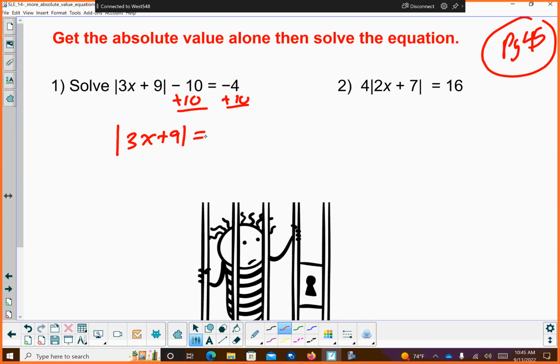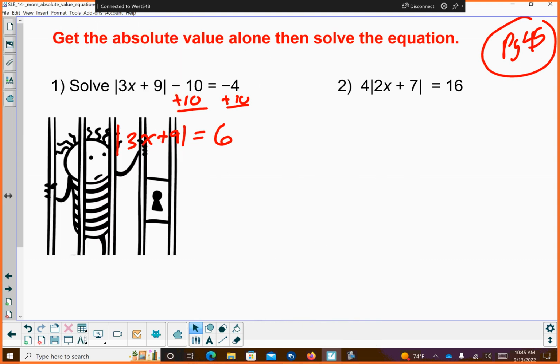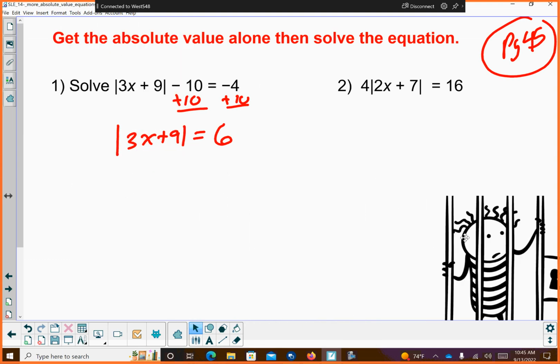Some cost $4. I have $10 in my pocket. Oh, 6. Okay, does this now solve? I'm getting rid of my guy in jail. Okay. All right. All right, our next step, now that we can solve it, what was the next step? Find the what? CV. Yes, find the CV.